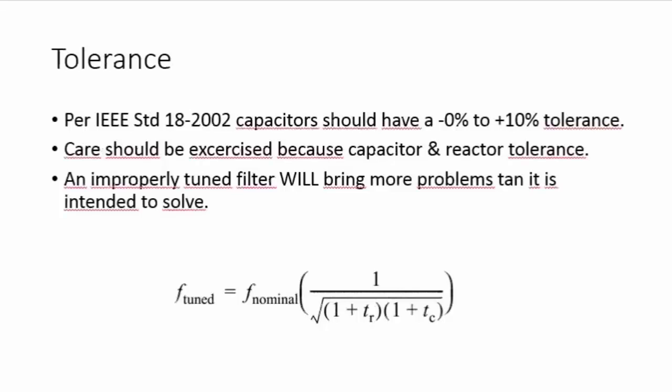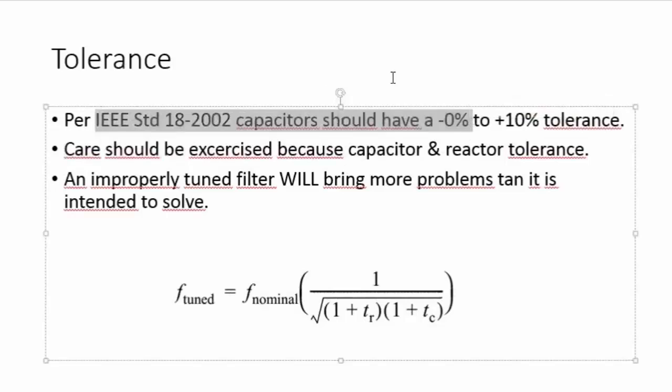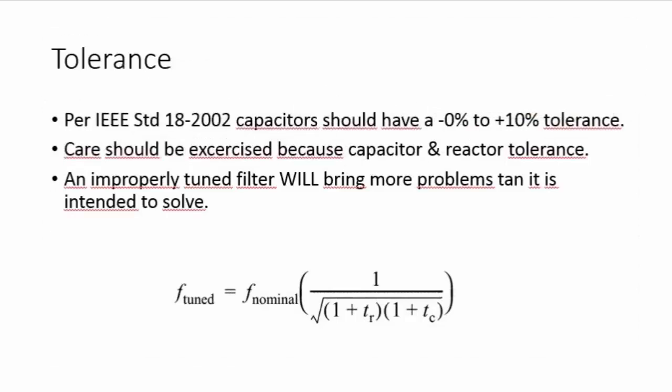Now, this is very interesting. The capacitors and the reactors have a tolerance. Everything that is manufactured has a tolerance. So this standard limits the capacitor tolerance to -0% to +10%. There is no defined standard for the reactors. So care should be exercised, because the capacitor and reactor tolerance can detune the filter.